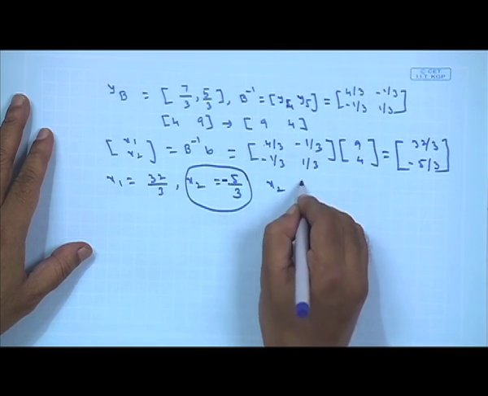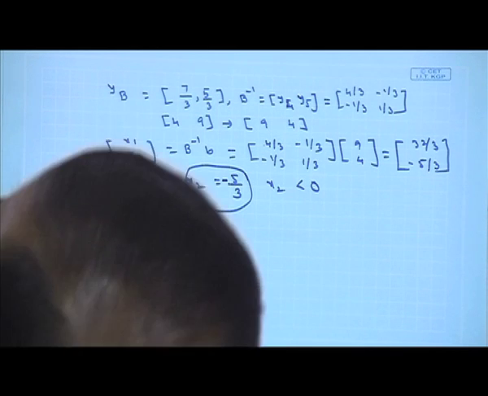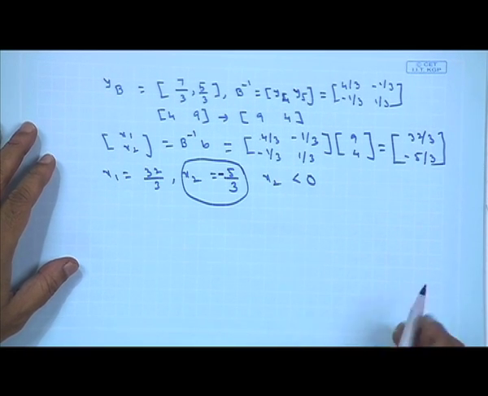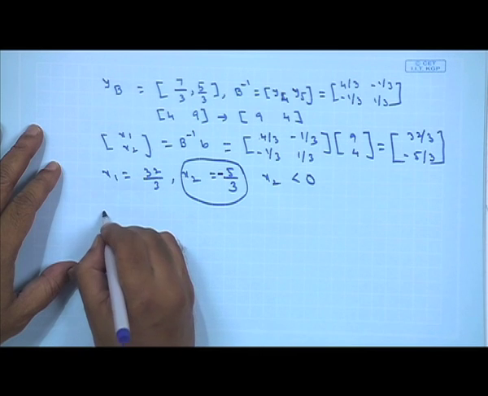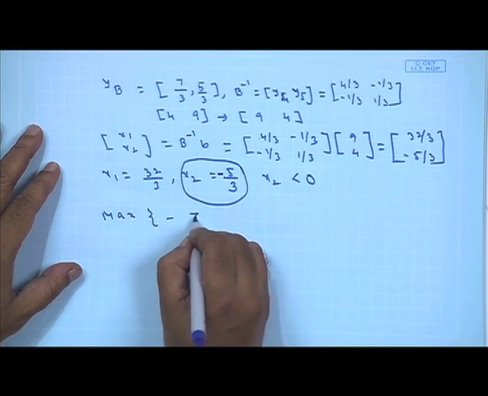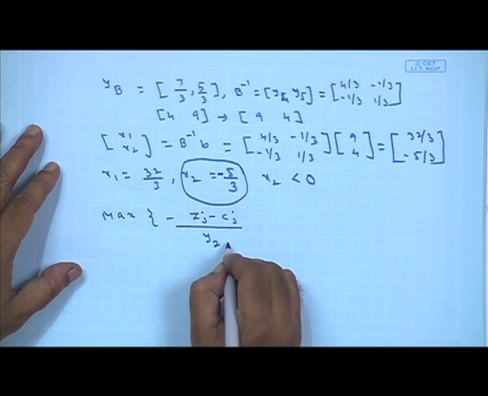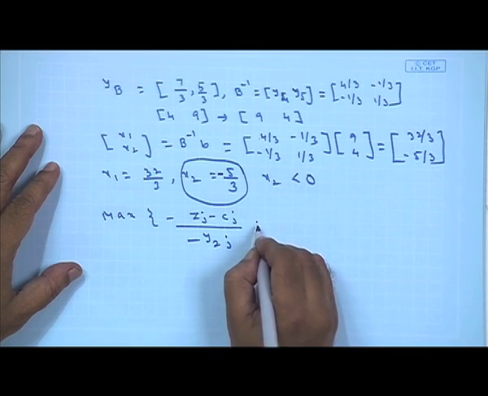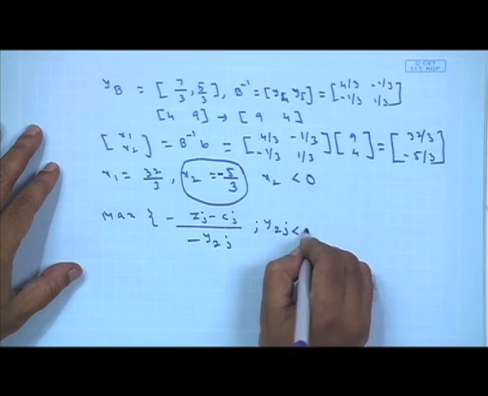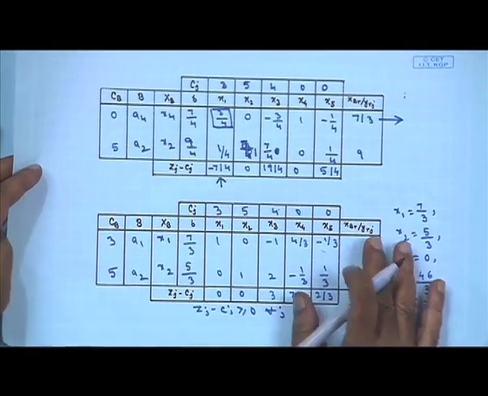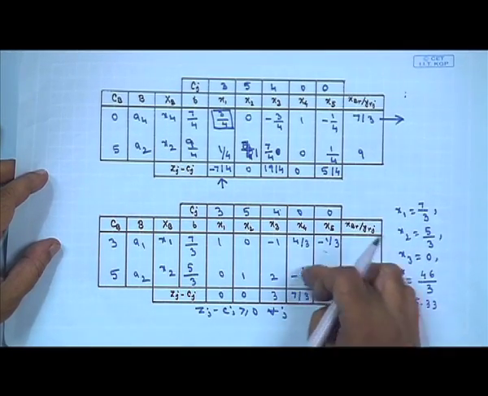Since your x2 is less than 0, the original optimal solution that you obtained will change. Your feasible solution will become infeasible now. So, to remove infeasibility, what do I have to do? I have to find the maximum of minus Zj minus Cj by y2j, where y2j is less than 0. This will be, from the original table, this one, minus 7 by 3 and 1 by 3. From here you can obtain it.